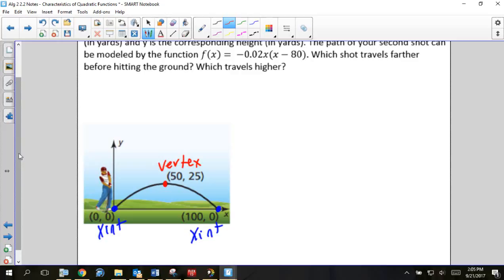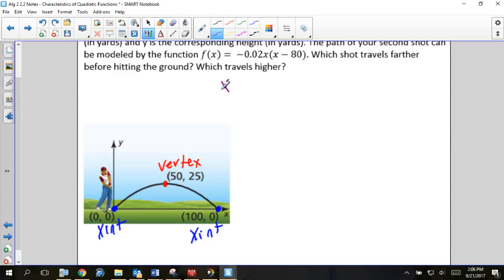Okay, so what do we need to find from the new equation so we can compare them? What should we find? We need to know which one goes further, and which one goes higher. So what do we need to find with this equation? X-intercepts and the vertex. So this may not look like it, but it is in intercept form. It is, because of that parenthesis. That's kind of the hint that it is. This is in intercept form.